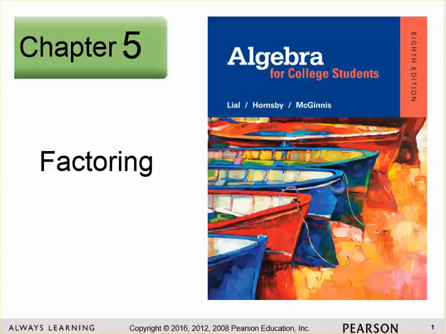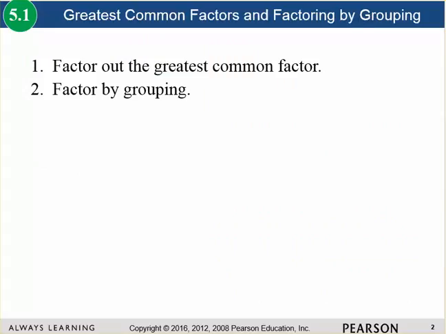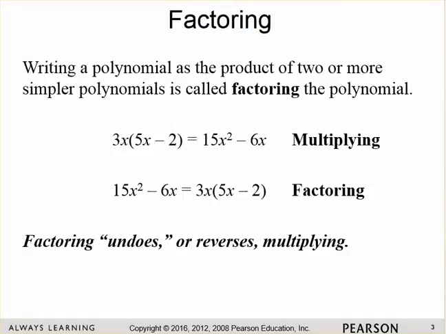I always think about factoring as most of what mathematicians do can be categorized into two things: breaking things apart and putting things together. And factoring is an example of the first one, of breaking things apart. So in this lesson, you'll learn about how to factor out the greatest common factor, or we call it the GCF, and to factor by grouping. And again, factoring undoes or reverses multiplying.